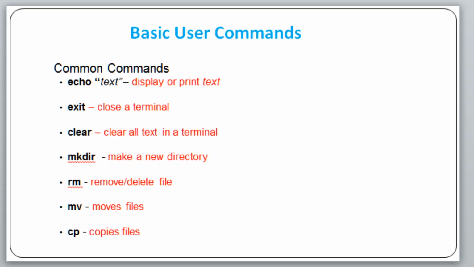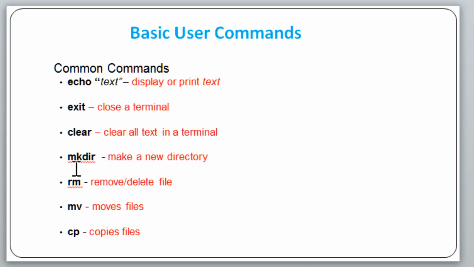So first one we're talking about is echo, which displays or prints text. It's important to encapsulate the text with quotation marks, otherwise the terminal might try to interpret some of it as a command, okay? Next we have exit, which is how you close the terminal. We have clear, which is going to clear all text in the terminal. Or we can do Control L as a shorthand for that.